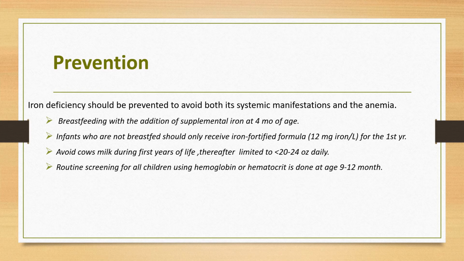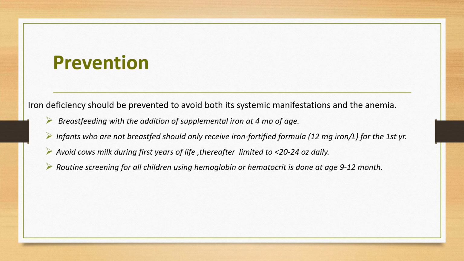Infants who are not breastfeeding should only receive iron fortified formula during their first year of life, around 12 milligram of iron per liter. Breast milk and also cow milk have low amount of iron, around 1 milligram per liter, which makes them not adequate for the daily requirement of iron of a child less than 1 year of age.